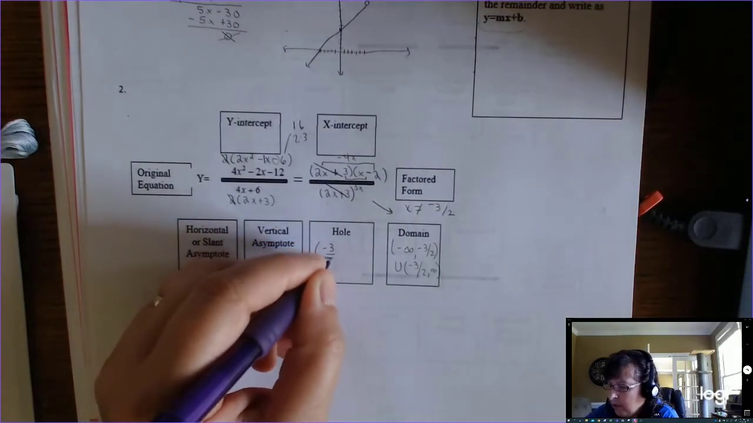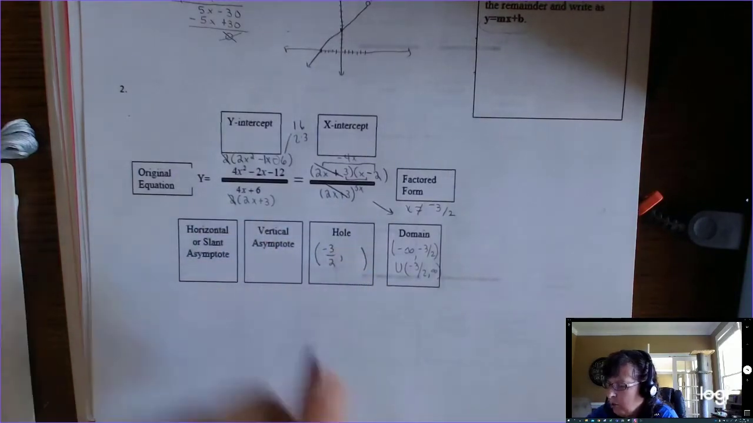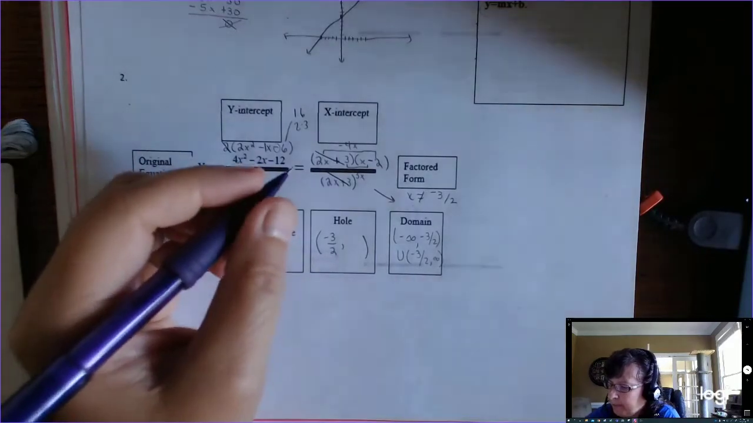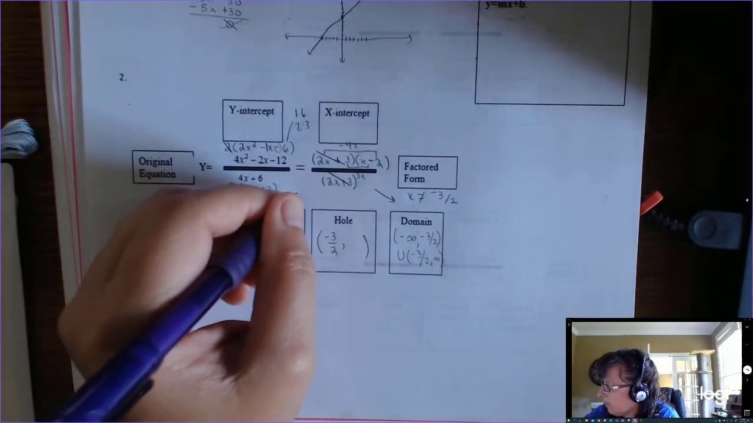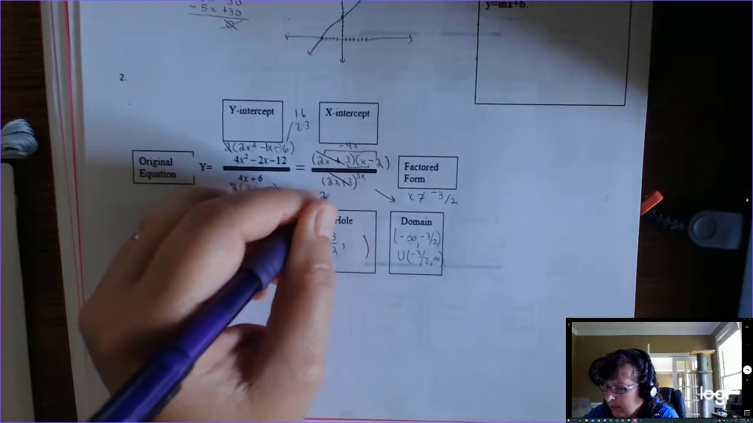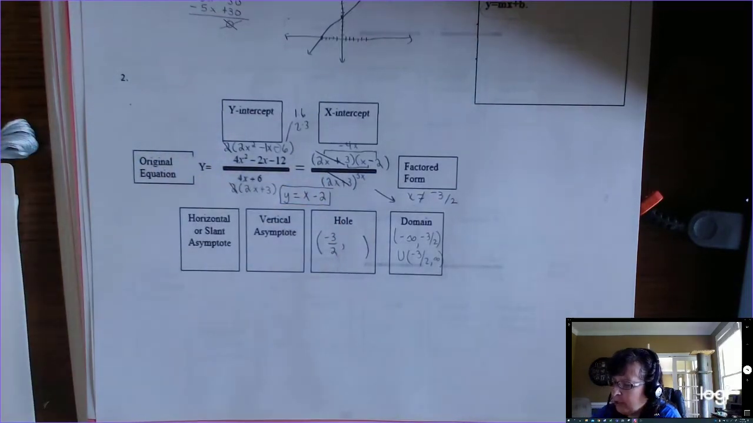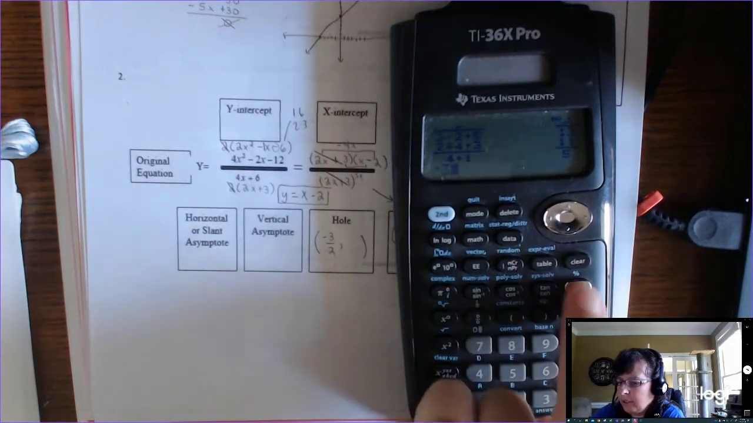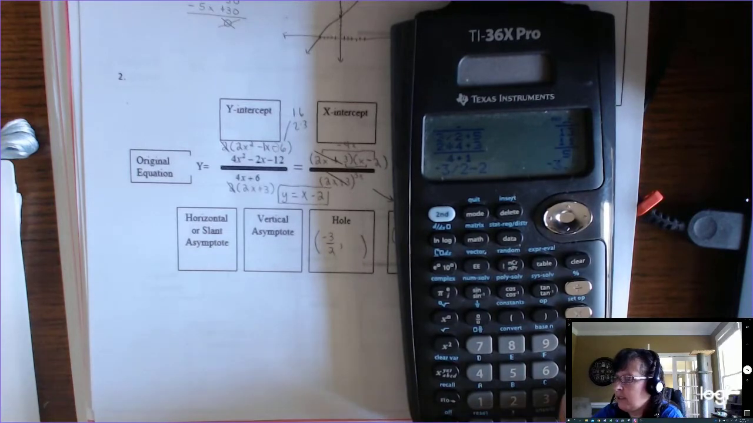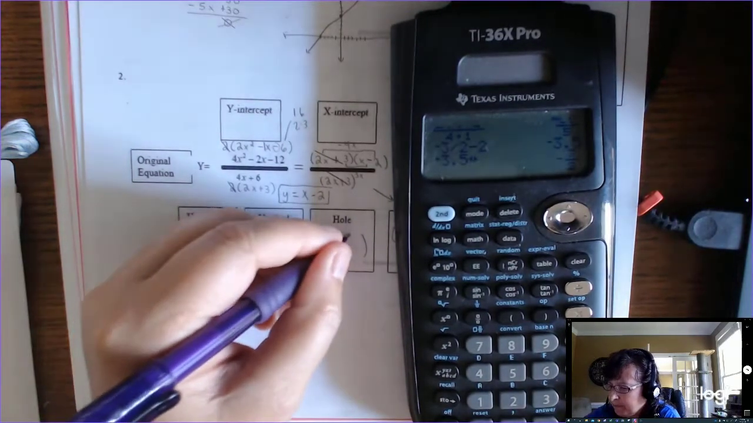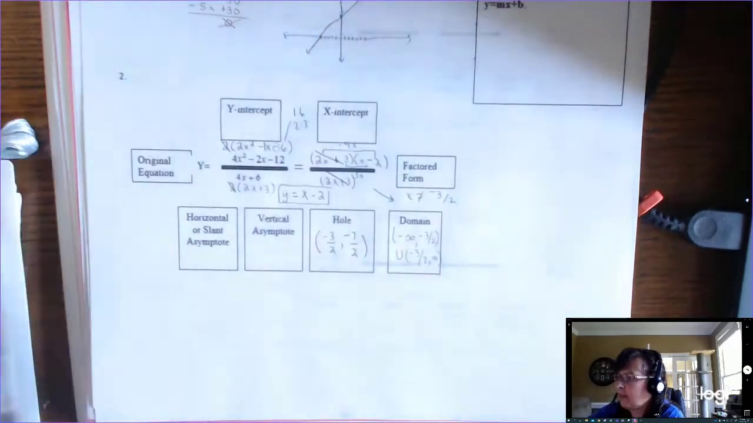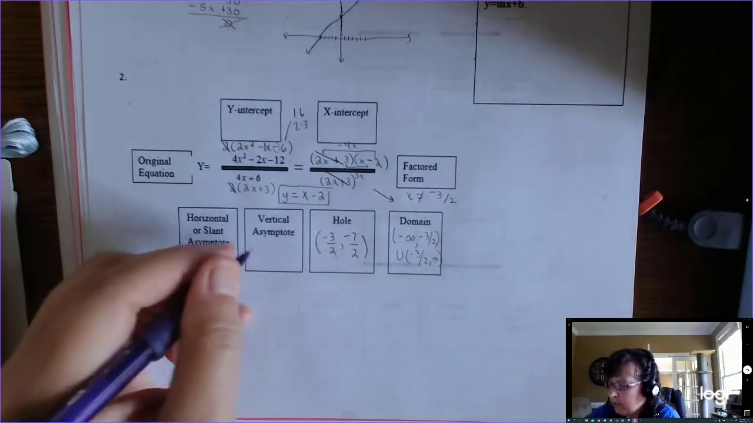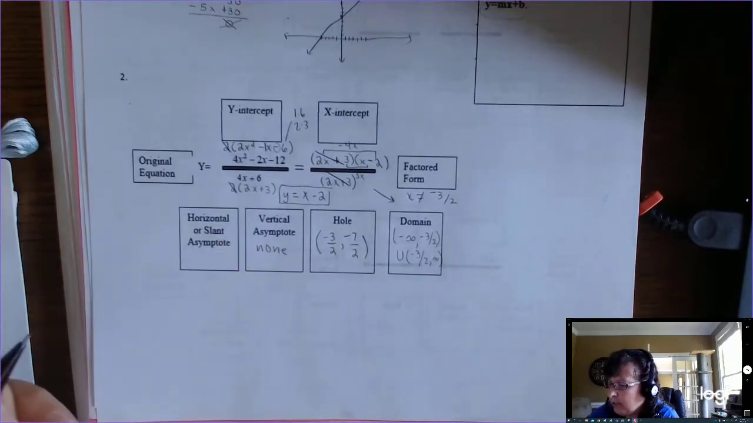So this is kind of a hard one. A hole is an ordered pair, so to go get the x coordinate, let's write down the reduced function. There it is. That's the reduced function. So to get the hole, you just plug that into that reduced function. -3/2 minus 2 is -7/2. So there's your hole. Vertical asymptote, there are no more factors left in the denominator that did not cancel, so there's no vertical asymptote.